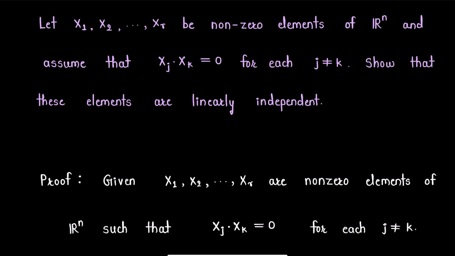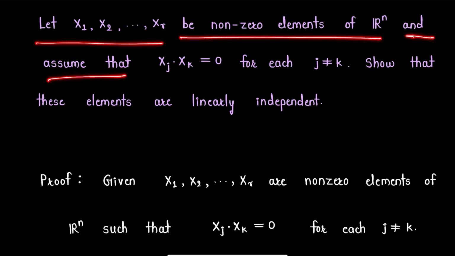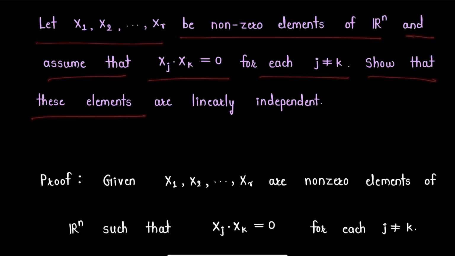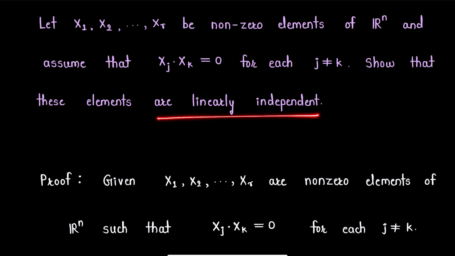In this video, we are going to solve this question from linear algebra based on the concept of linearly independent vectors. Question is, let x1, x2 up to xr be non-zero elements of vector space Rn and assume that xj dot xk is 0 for each j not equals to k. Show that these elements x1, x2 up to xr are linearly independent vectors of vector space Rn.